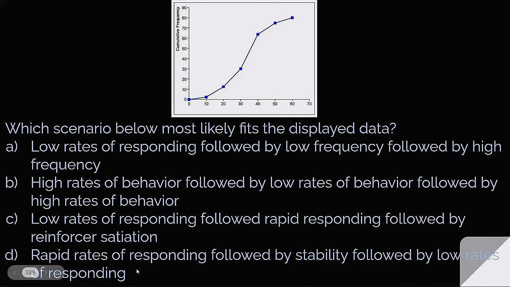How about D? Rapid rates of responding. Okay, no, that's just like B, where it starts out with the wrong answer. So we can just say that isn't it. So it's C. That's the only answer that actually fits the data. Even if we're not told anything more about this, that must be the answer. So that's kind of where I'm going with that one. If it's not A, B, or D, it's C. And C does fit the data. Does that work for everybody?